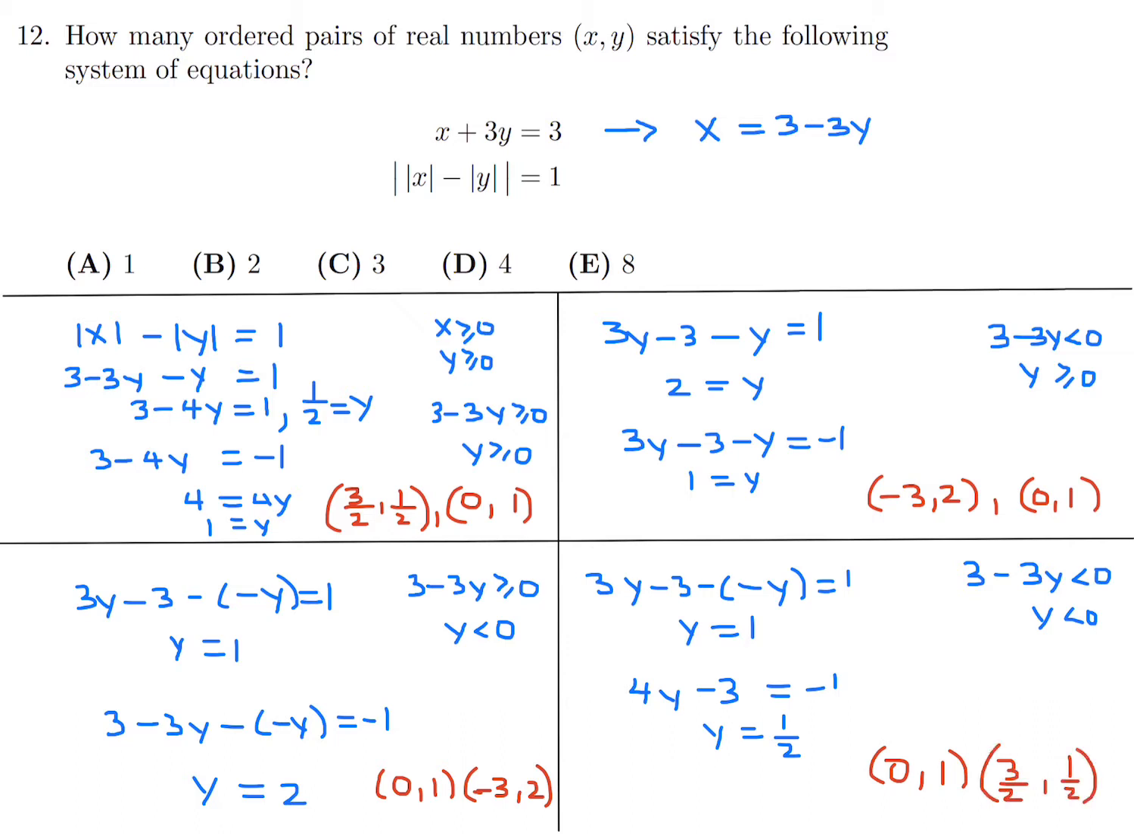So now we have to find the unique pairs. So we've got 1 here, 2, 3. This is a repeat, this is a repeat, this is a repeat, this is a repeat, this is a repeat. So only 3 unique pairs. So therefore, number 12, the answer is C.